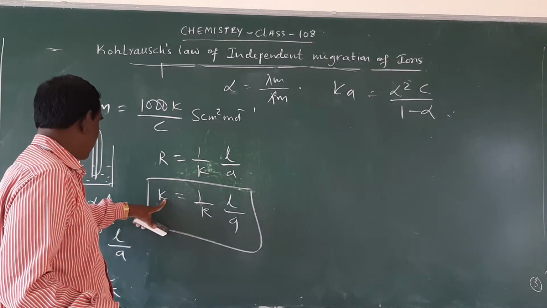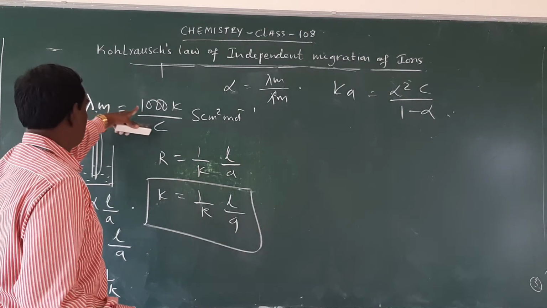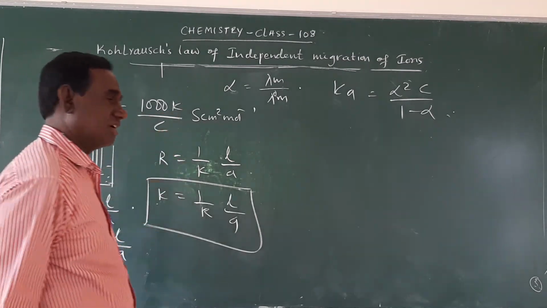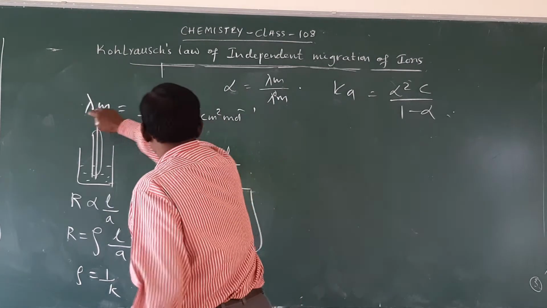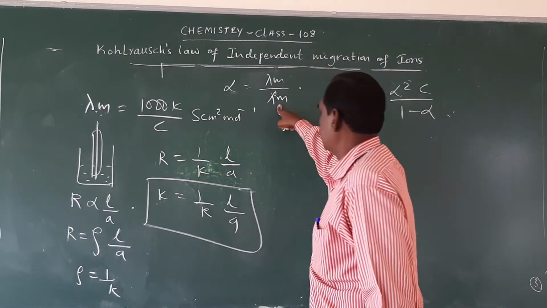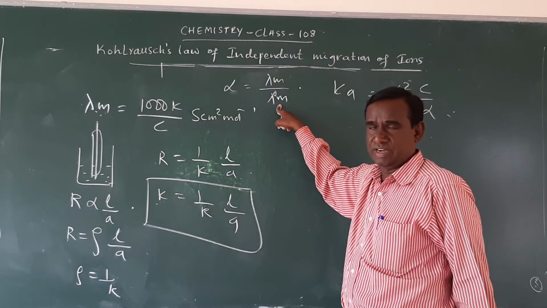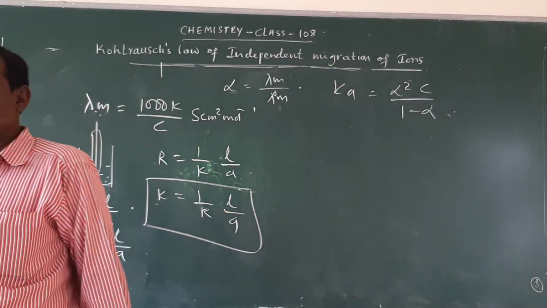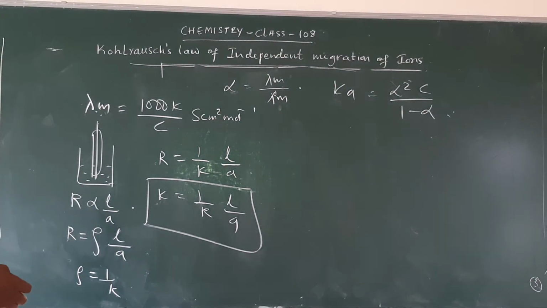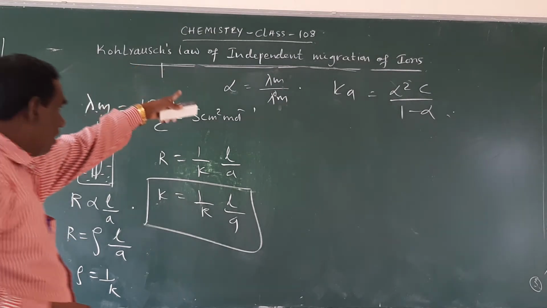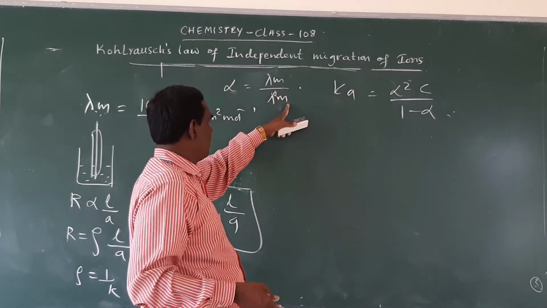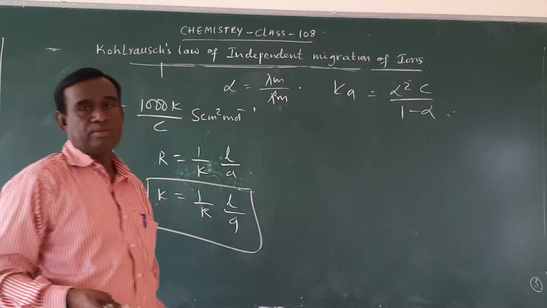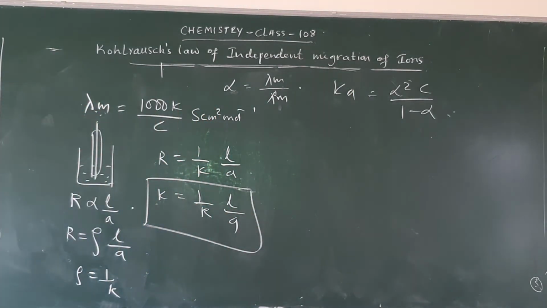If you know the K, you can calculate lambda. Lambda is 1000 into K divided by C. By knowing the concentration of the solution, you can calculate lambda. If you calculate lambda, you can calculate what? Lambda infinite also. That is how you can calculate lambda naught m, lambda m, and then K and alpha. We know that alpha is equal to lambda m by lambda naught m. K is equal to alpha squared C divided by 1 minus alpha.